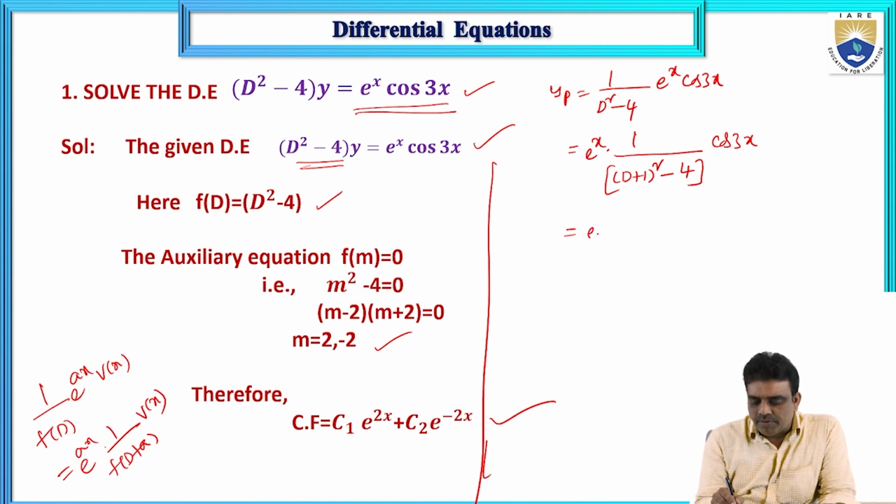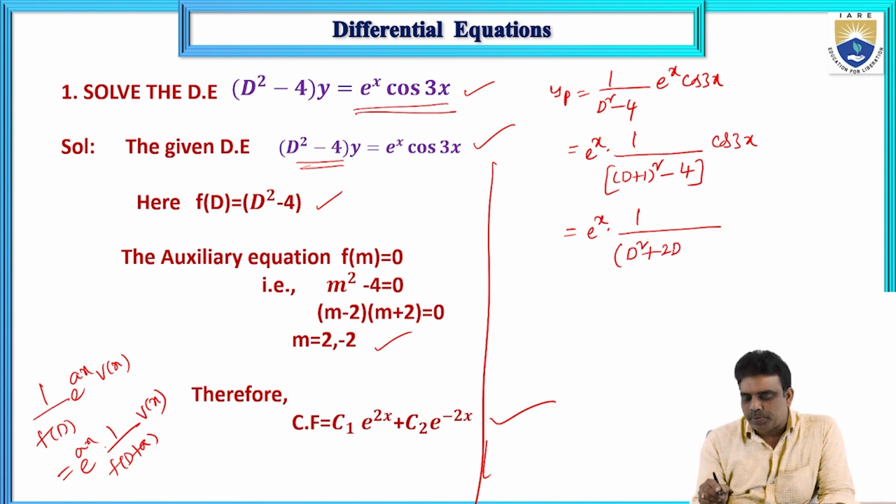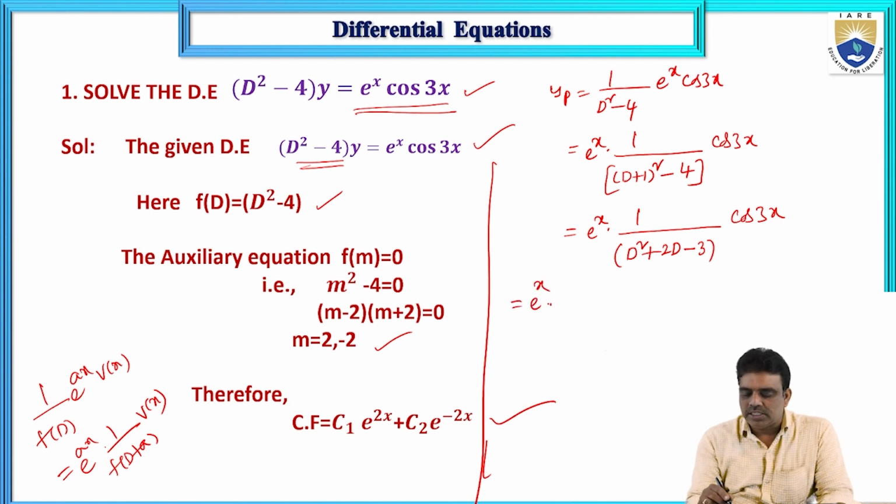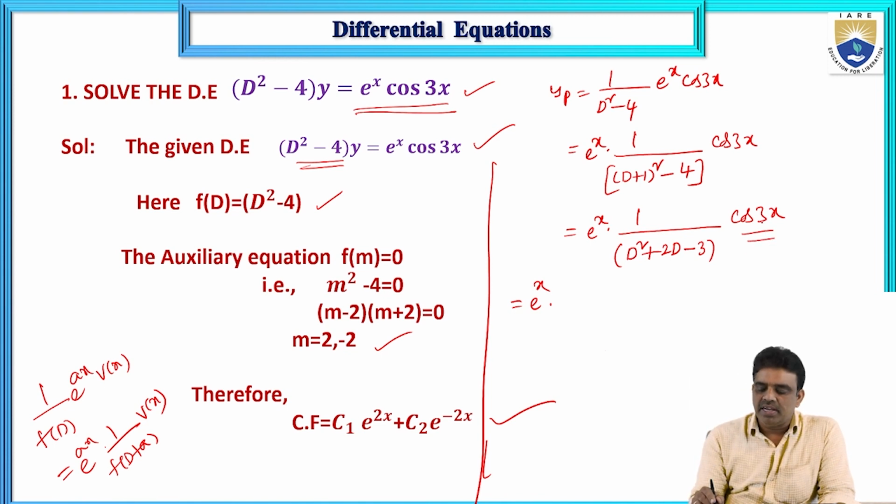So this is equal to e power x into 1 by, what is the denominator? D square, and here plus 2D. On expanding you will get D square plus 2D plus 1 minus 4, of cos 3x. Am I right or not? So now this is equal to e power x into 1 by f of D of cos bx.